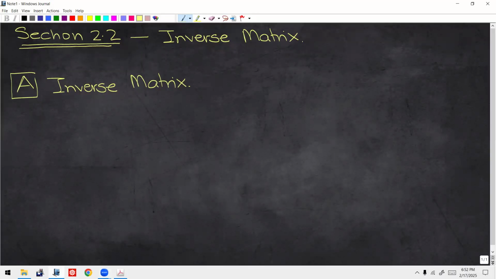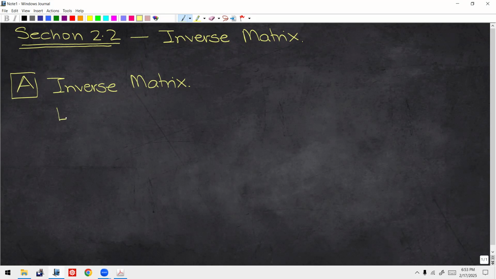In section 2.2, we're going to talk about inverse matrix. And also in section 2.3, we will continue to talk about the inverse matrix, okay? So before we get started, let's first define what an inverse matrix is. So let me give you the definition.